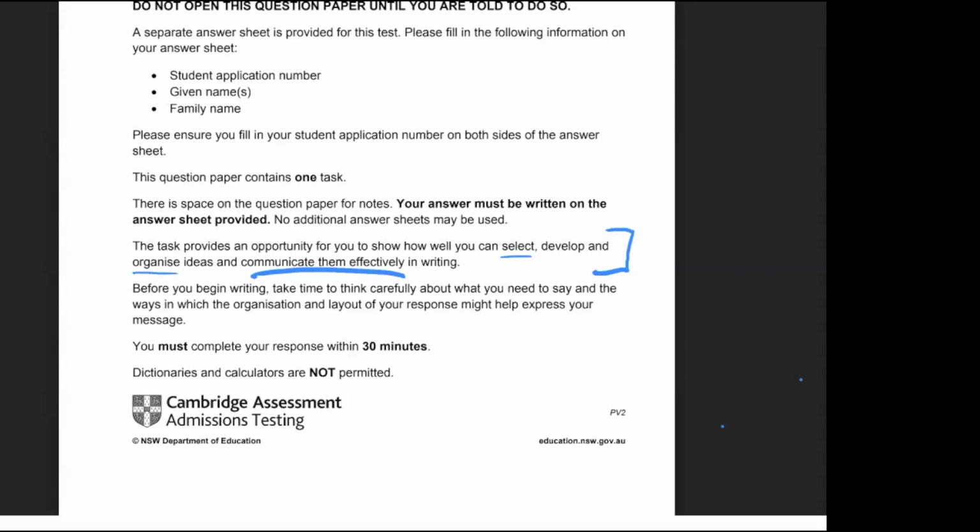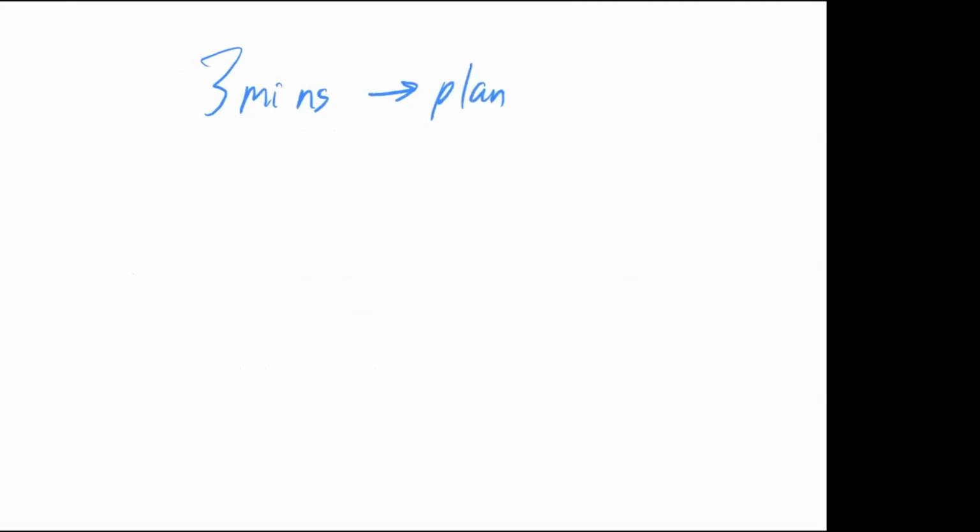So that really means that your planning time is extremely important, to the point that how I would manage my time in the writing piece is I would spend at least 3 minutes, right, to give yourself a good minimum of 3 minutes coming up with a really solid plan, right? Then I would spend about 5 minutes going through my introduction.